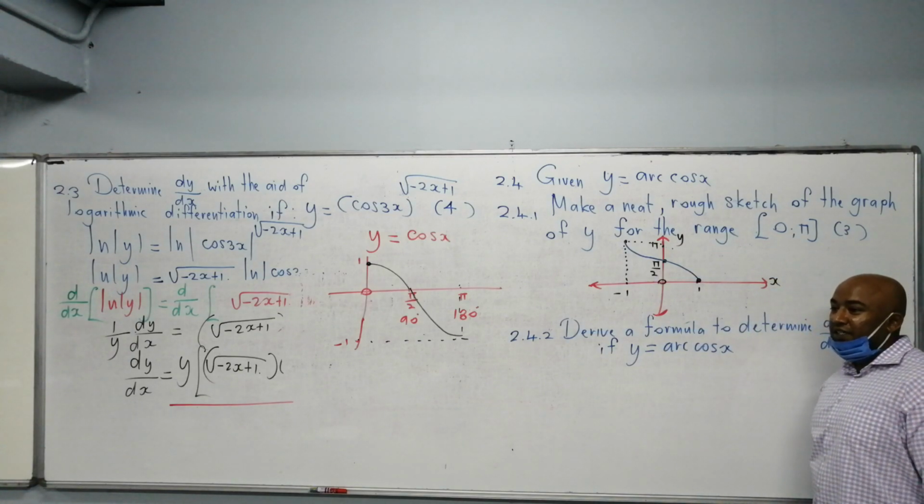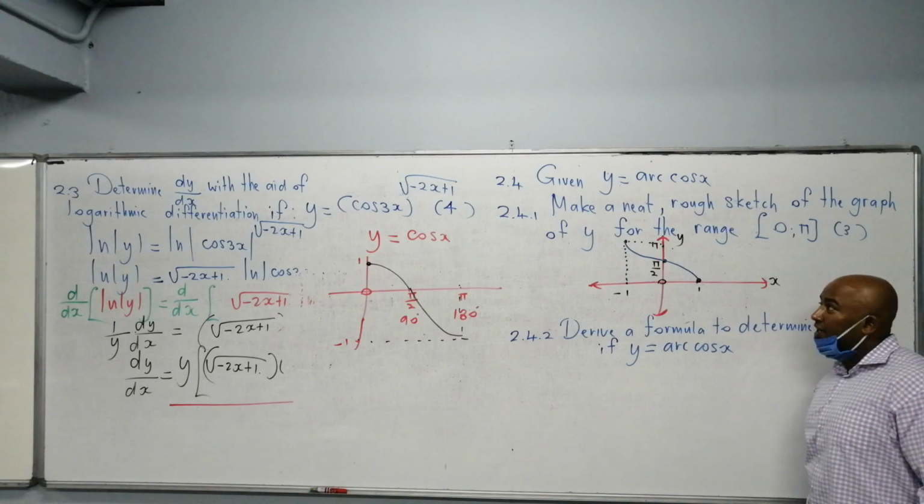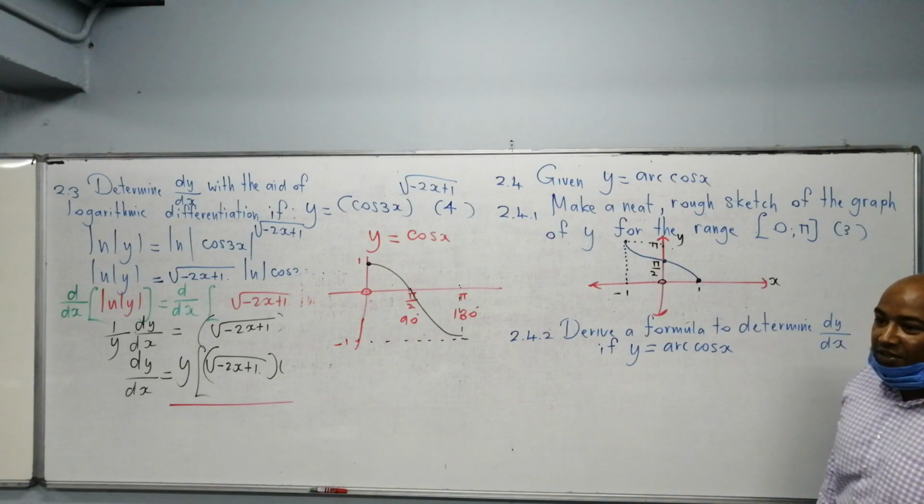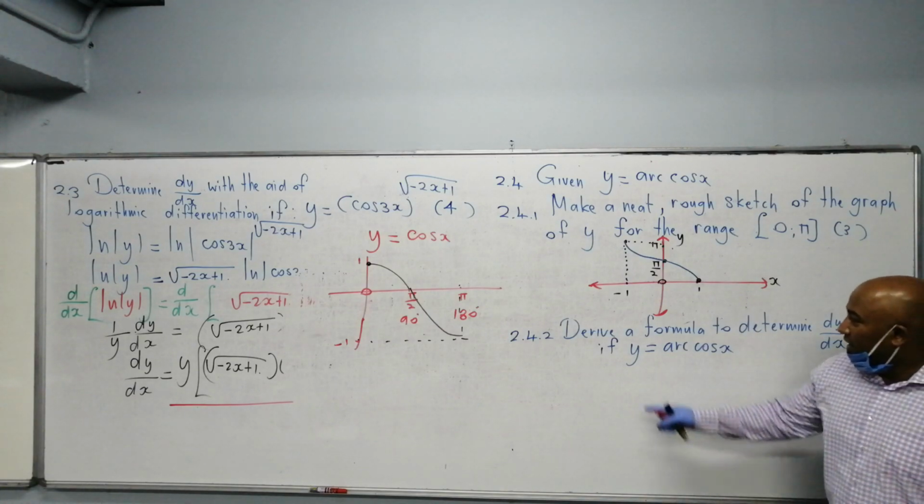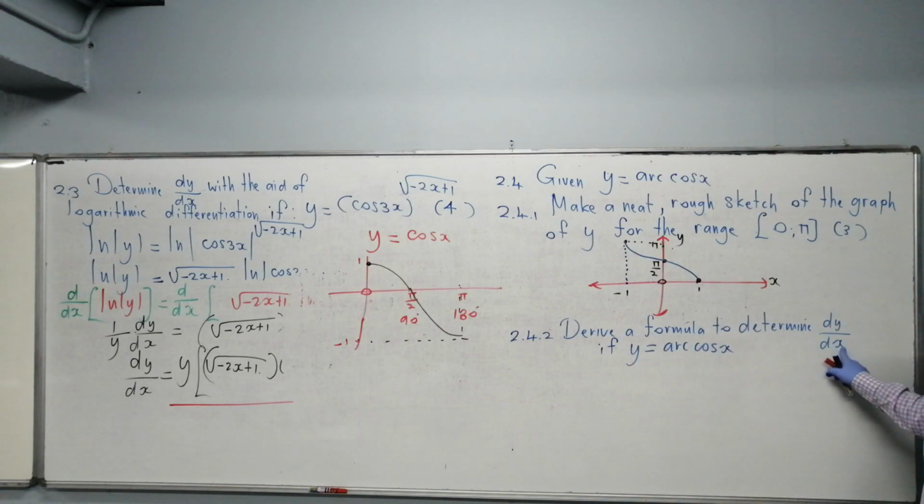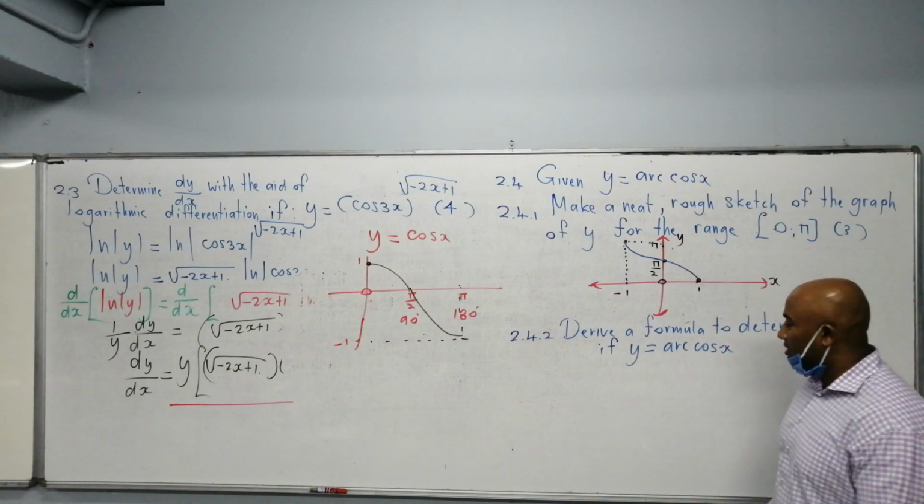Shift cos minus 1. What do you get? You get 180 degrees, which is, you can always test out each value. Right, so that is your graph. Then derive the formula to determine dy by dx if y is equal to inverse cos.